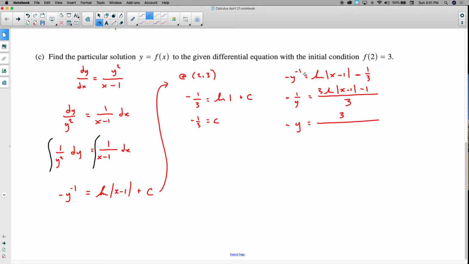You can't flip with a minus sign or a plus sign there, so I had to write this as a single fraction. That's why I did that. So 3 natural log of the absolute value of x minus 1, minus 1 on bottom. Okay, and then lastly, we could write this as they wish and throw the negative sign up on top. Okay, so there we go.